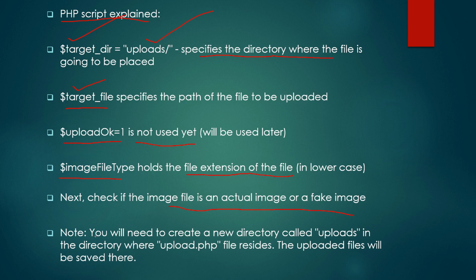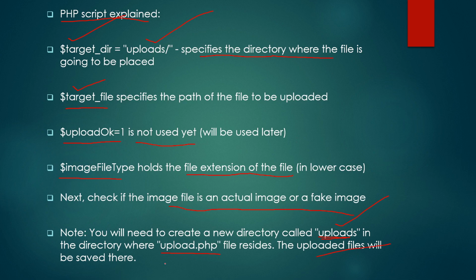Now one thing to note here, you will need to create a new directory called uploads in the directory where the upload.php file resides. So basically you have to create this folder where your upload.php file is residing. So we know where it is residing, inside the programming folder. So inside the programming folder, I will create one more folder called uploads. So the uploaded files will be saved there.